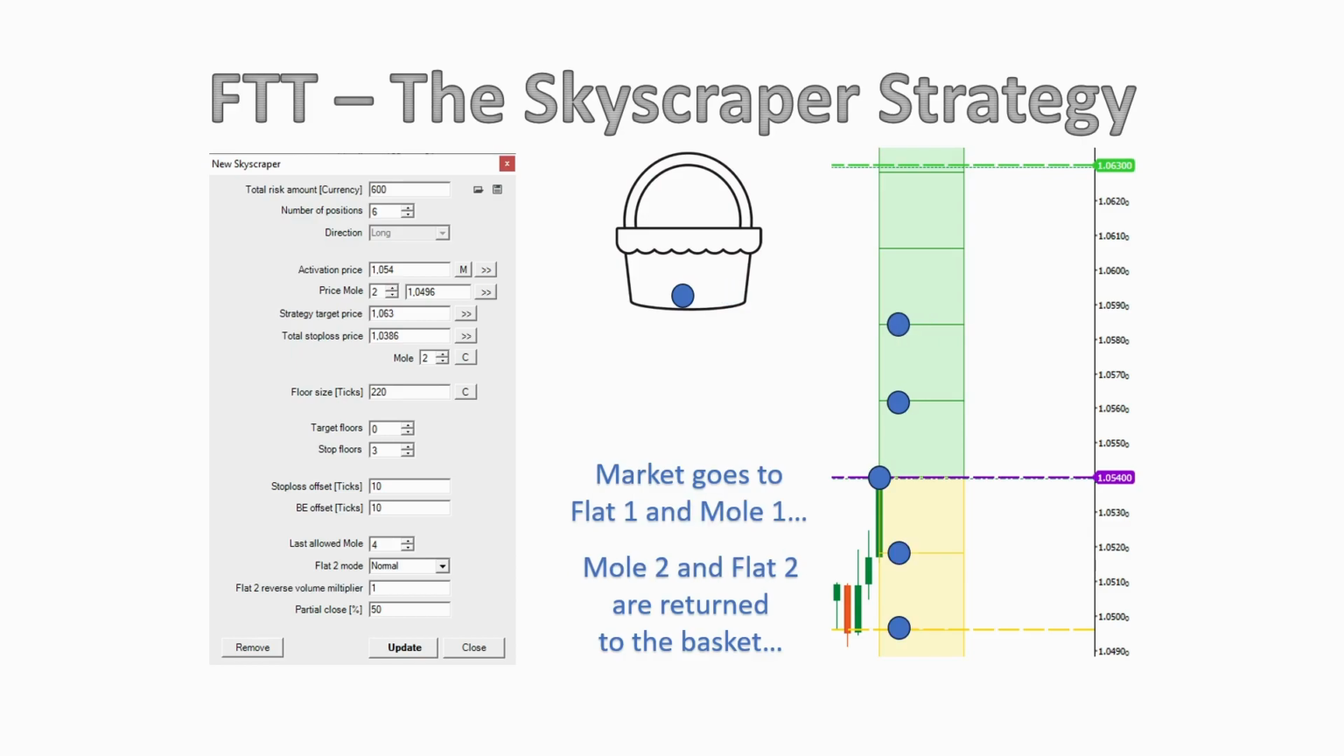Or it may be that the flat 1 position fills first and then the market moves to the mole 1 position. In this case, the mole 2 position will be returned and later the flat 2 position will also be returned to the basket. If the market moves in the opposite direction after the activation, mole 1 will be the first to fill the pending position. Once filled, the flat 2 position will return to the basket. If the market then goes up and fills the flat 1 position, the mole 2 position will be returned to the basket as well.